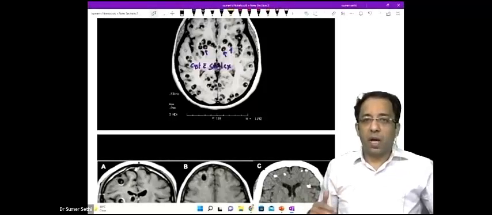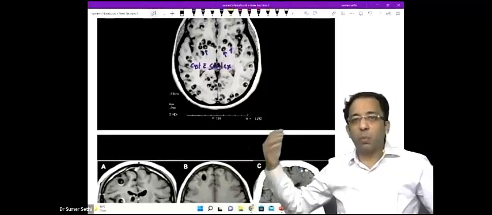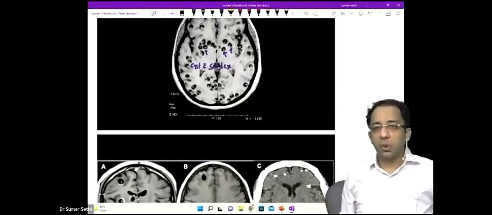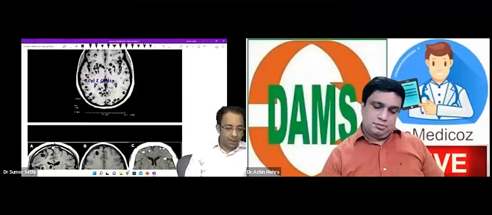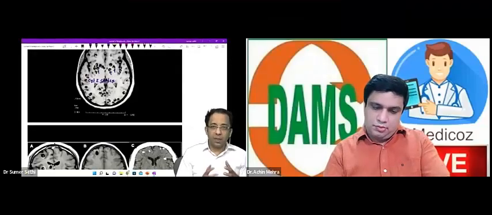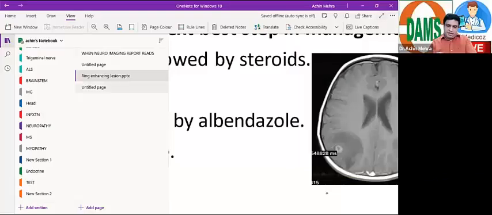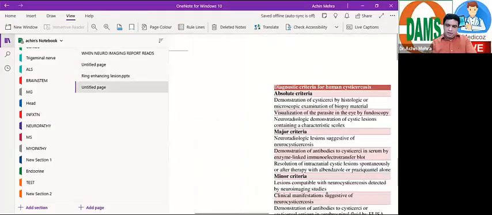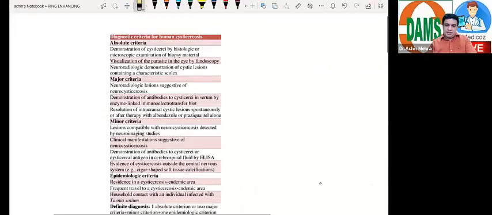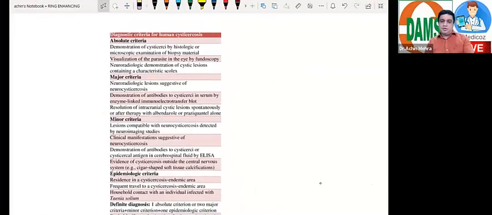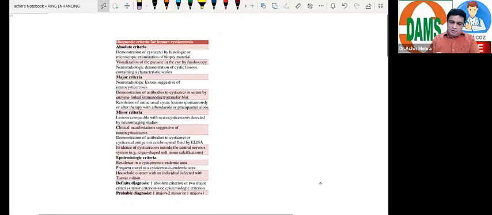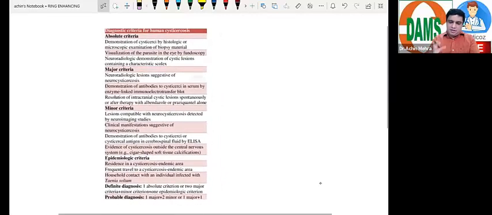Presence of other features which favor tuberculosis, I will tell you with the next question. I think Dr. Achin, do you have a question on tuberculomas? Yes, sir, I have got. I'll just wind up this NCC story because we have got a nice diagnostic criteria also for human cysticercosis. When we are about to diagnose this patient of NCC, what are the things that we will keep in mind that it is a case of NCC, nothing but NCC? The absolute criteria.